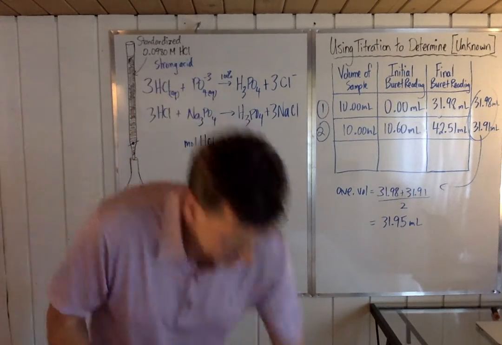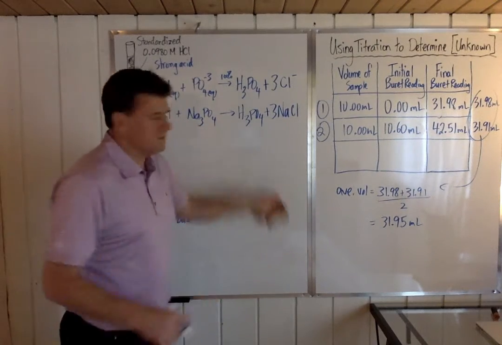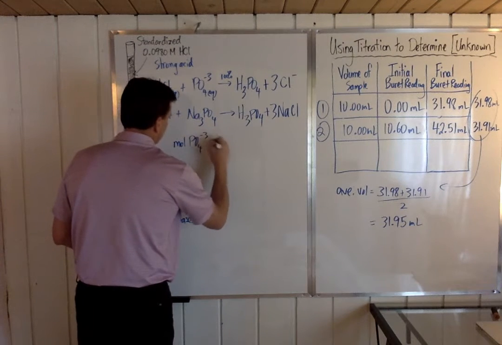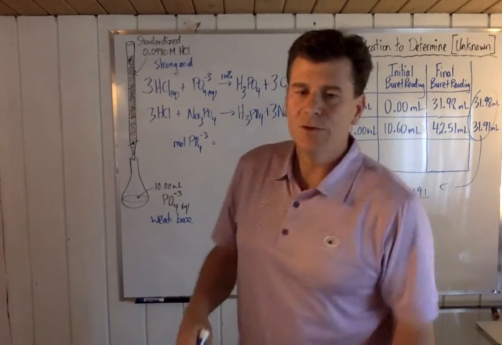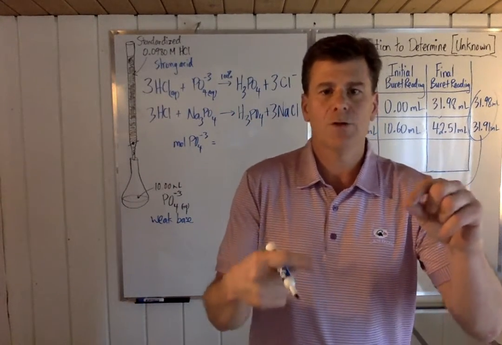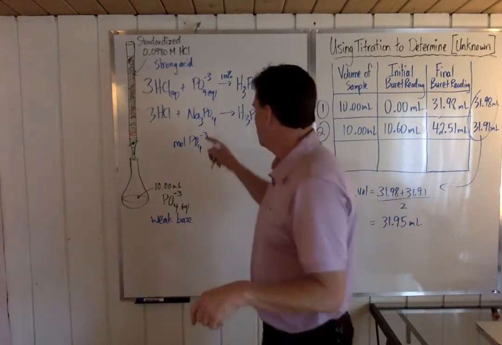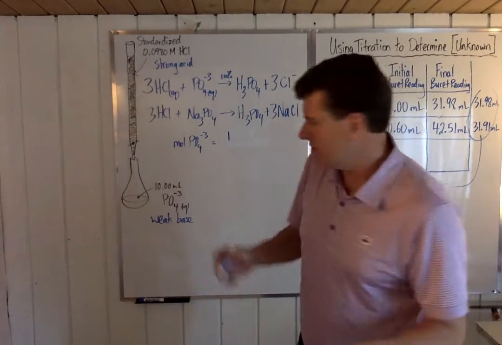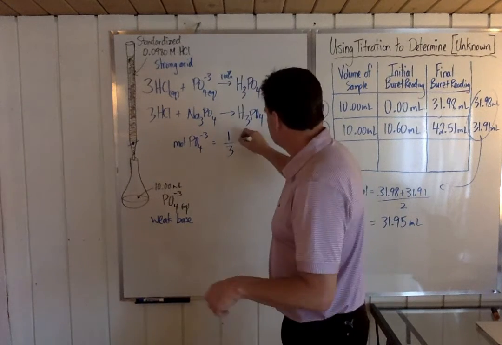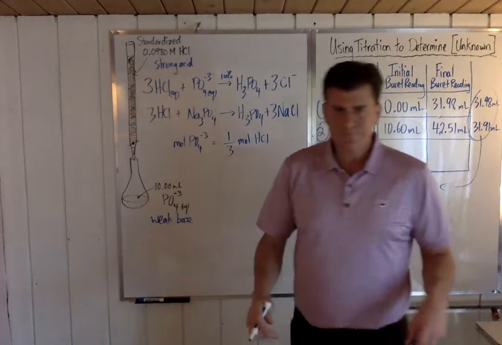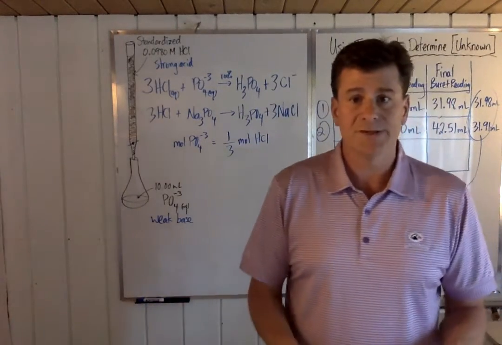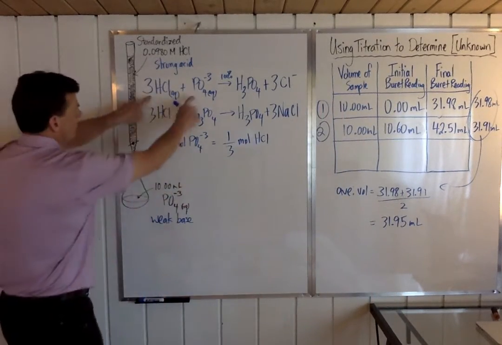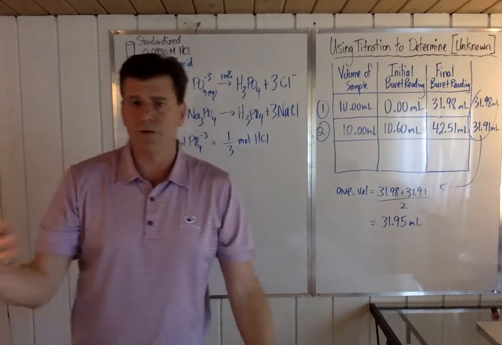So in this case, the moles of what I want is the PO4 negative 3. The moles of what I want equals the coefficient of what I want over the coefficient of what I have. What I want is the PO4, and the PO4 coefficient is a 1. What I have is the moles of the HCl, because I know its concentration and volume, coefficient 3, times the moles of what I have. So the moles of the PO4 are going to be 1/3 of the moles of the HCl. You can kind of see that in the stoichiometry of the equation, that it's a 3-to-1 ratio.